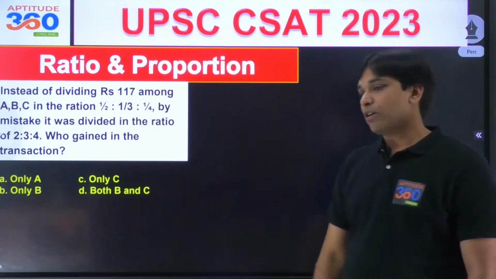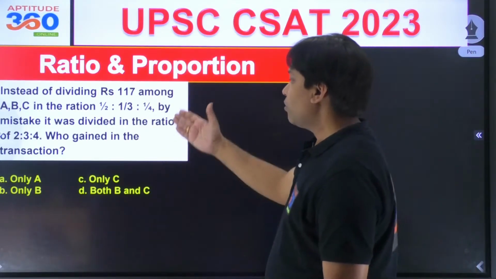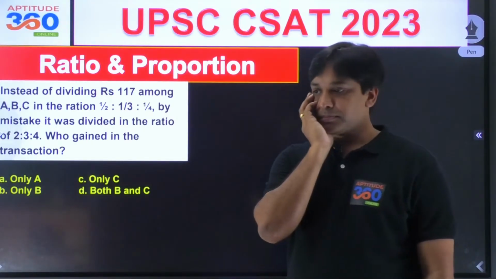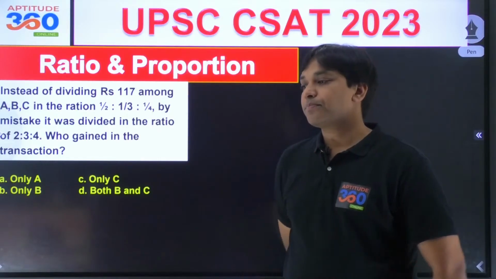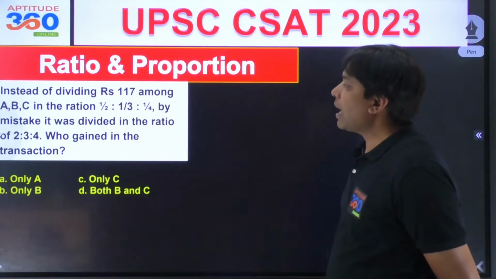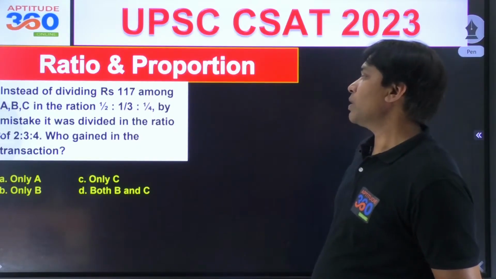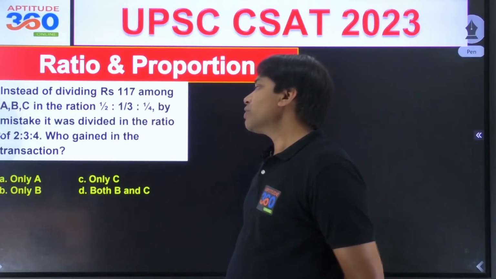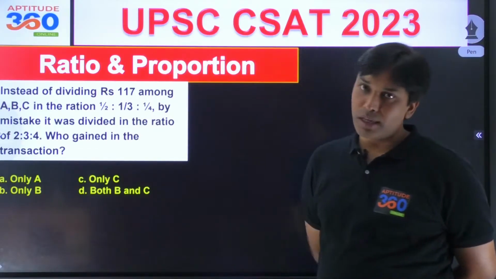All right, almost everybody is getting the answer. A very similar problem was asked in UPSC CSAT. Let us simplify this. Instead of dividing rupees 117 among A, B, C in the ratio 1/2, 1/3, 1/4, by mistake it was divided in the ratio of 2:3:4. Who gained in this transaction?